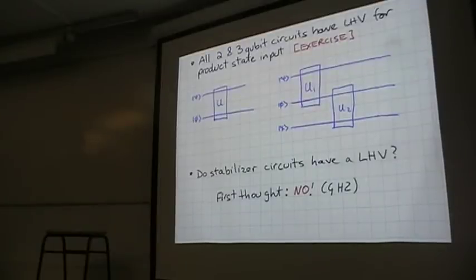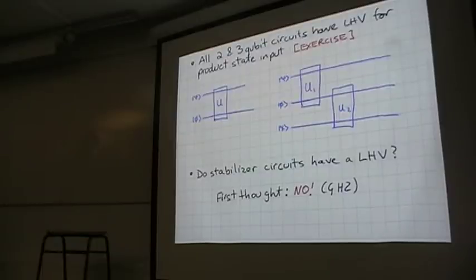Okay. So now, the question I'm going to ask is, we know 4-qubit circuits don't have a local hidden variable theory. So let's ask whether stabilizer circuits, things that are built only from stabilizer gates, things that normalize the Pauli group, have a local hidden variable model? The first thought of anyone you ask is, well, no, because similar to the sorts of things Maggie was talking about, you have a GHZ paradox, even if you just have stabilizer gates and circuits.